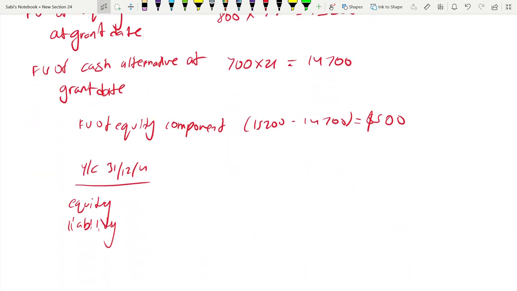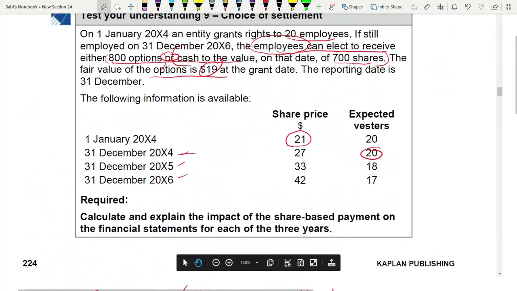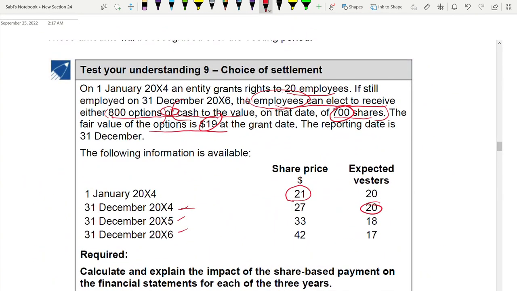So here, 20 into, sorry, you have to take the fair value. This is equity component. So just now we found out the fair value of the equity component, 500. 20 into 500. This is only for the equity, not for the liability. Into 1 over 3. Divide this over 3 years. That's it. 3, 3, 3, and 3. For liability, again 20, the vesters. This time it is not 500, it is 700. This 700 shares you have to take.